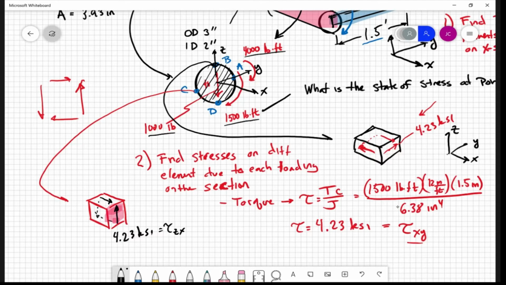Okay. The next one that we covered was, in this case, bending, right? So what happens with the bending stress? All right. This 4,000 pound-foot bending stress. Okay. So let's do that now. I'll do that in blue, I guess, for whatever else it's worth, right? So the bending stress.